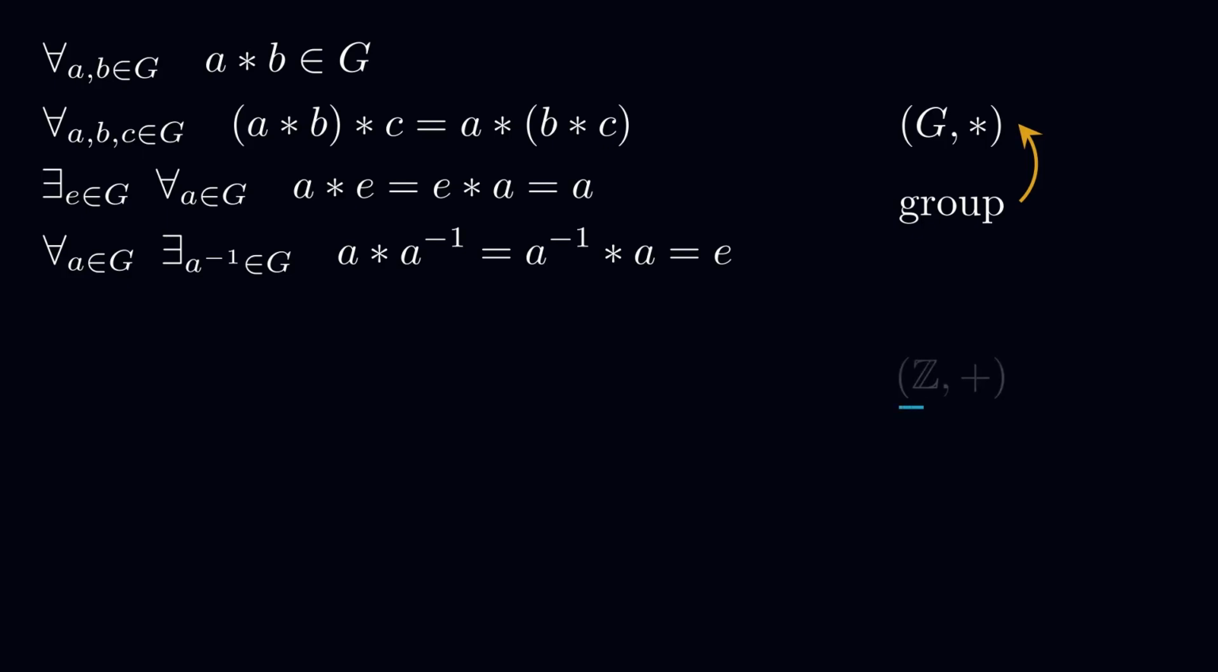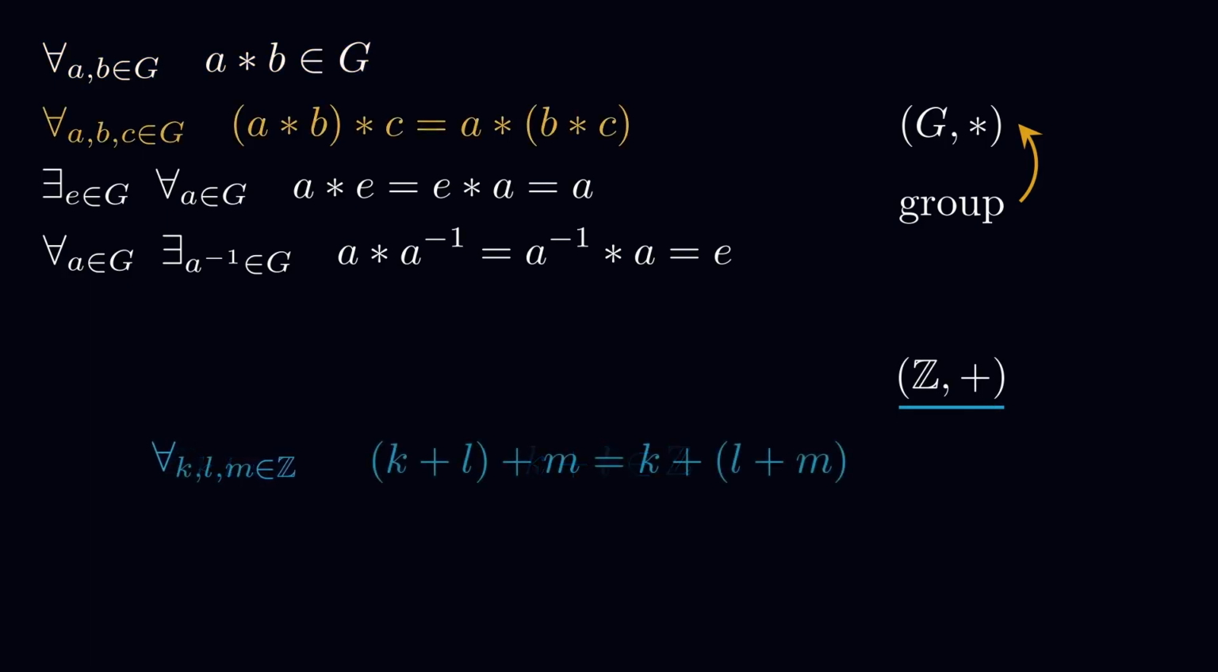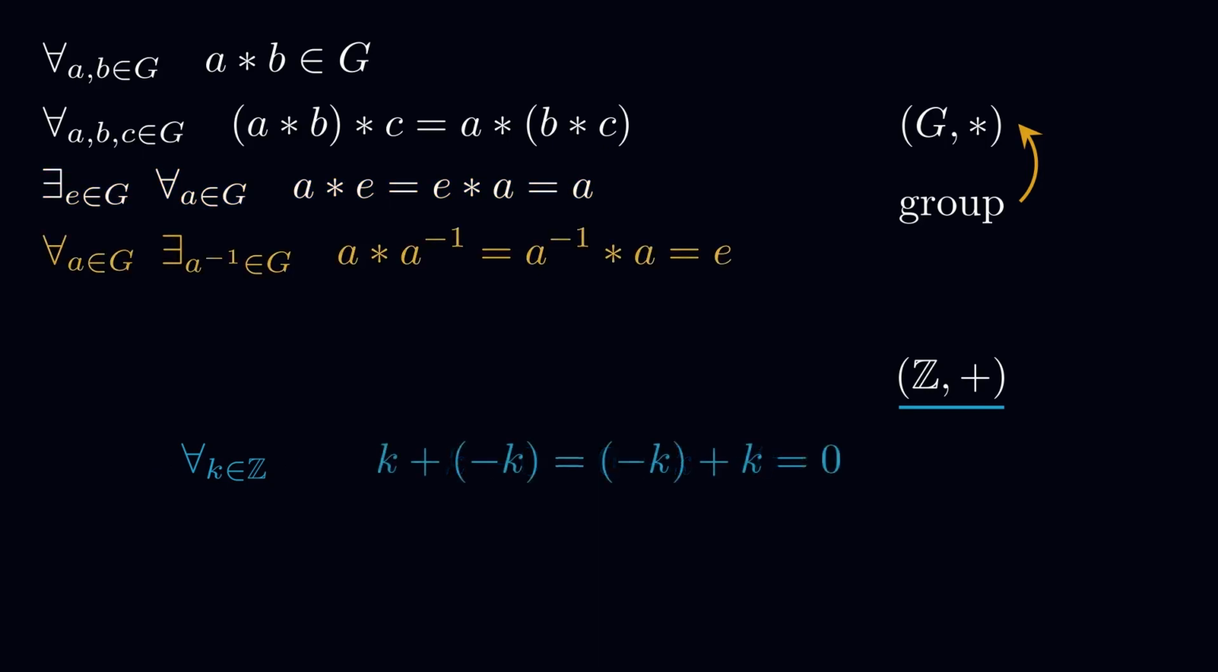One of the easiest groups is the integers with addition. Indeed, when we add two integers, we get an integer. We know that it doesn't matter whether we add the first and second integer and then the third one, or add the second and third, and this would be added to the first one. The neutral element is 0, and the inverse element to k is minus k, because adding them both gives 0.